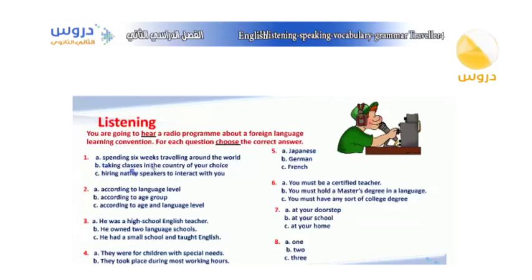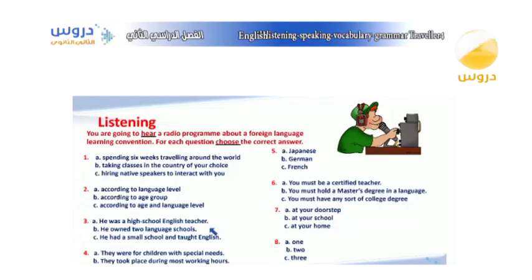For 1, A, speaking 6 weeks, B, traveling around the world, C, taking classes in a country of your choice, hiring native speakers to interact with you. So this is a radio program. They're going to ask you about number 1. So one of these, A, B, or C, is the correct answer. For number 2, A, according to the language level, B, according to age group, C, according to age and language level. 3, he was a high school English teacher.